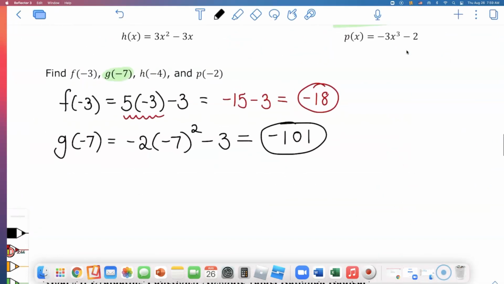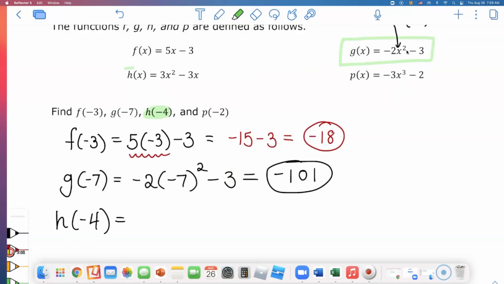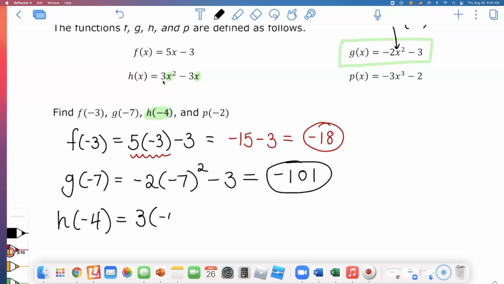The next one that we want to evaluate is h of negative 4. We have to plug in negative 4 into every x. I see there is an x here, and an x there. These two green highlighted x's will be replaced by negative 4. That's how we substitute, or plug in. So I'll write 3 times parenthesis negative 4 squared minus 3 times parenthesis negative 4. That's what we need to evaluate now.